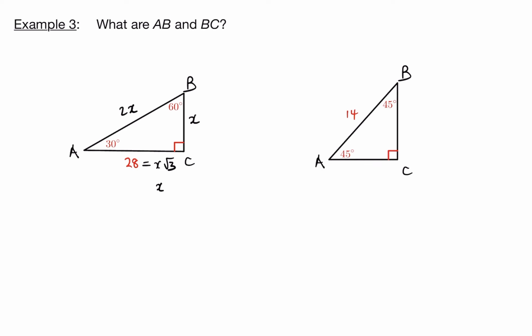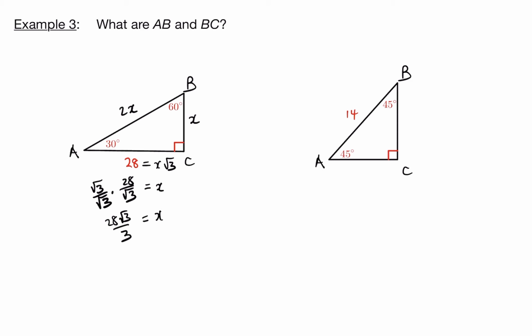So x is now going to equal 28 over square root of 3. Then we have to multiply the top and bottom by square root of 3 because we can't have a square root sign in the denominator. So we're going to multiply this by square root of 3 over square root of 3, and this quantity is essentially 1. We're multiplying this whole thing by a value of 1, so we're not changing the value here. By doing so, we find that x is equal to 28 square root of 3 over 3.